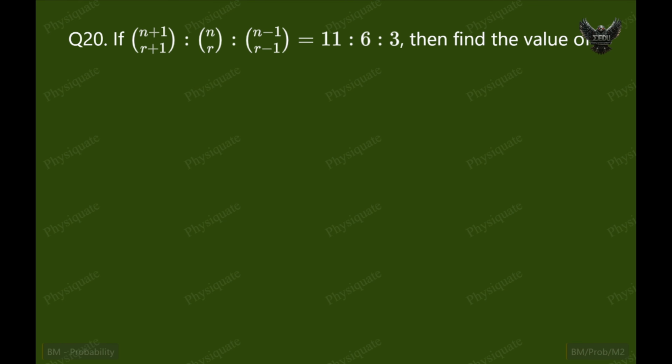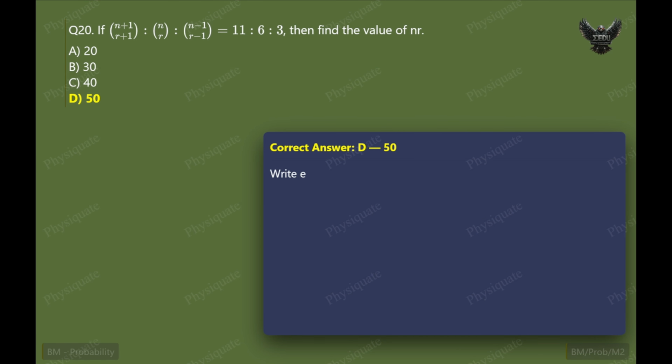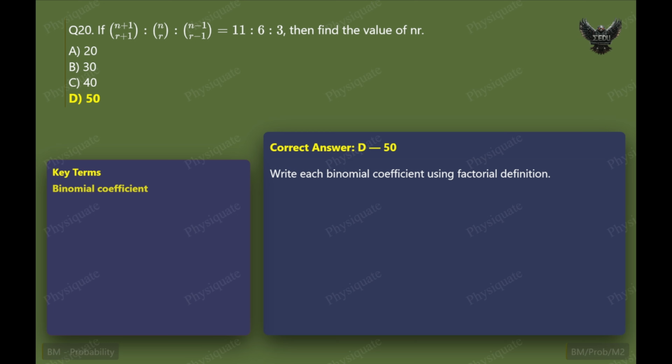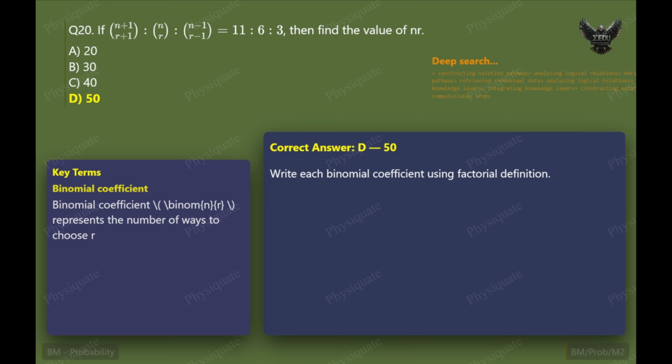Question 20. If nC_r plus 1 over r plus 1, nC_r, nC_r minus 1 over r minus 1 equals 11, 6, 3, then find the value of nr. Correct answer is option D. Write each binomial coefficient using the factorial definition. Now let us consider binomial coefficient. Binomial coefficient nCr represents the number of ways to choose r objects from n objects, given by n factorial divided by r factorial times n minus r factorial.